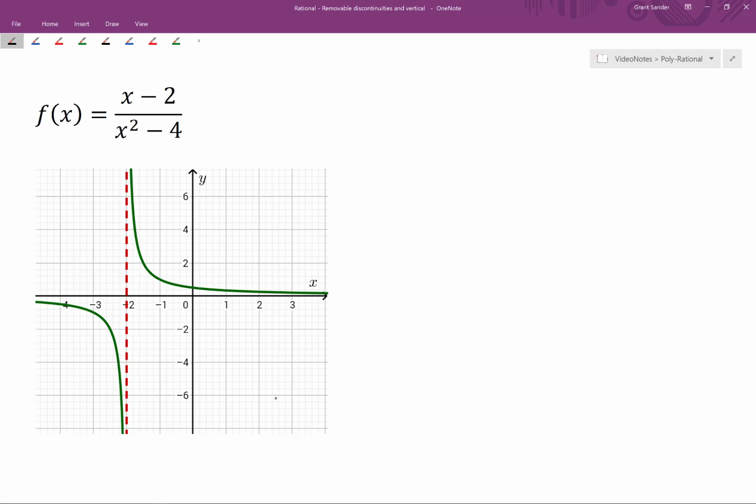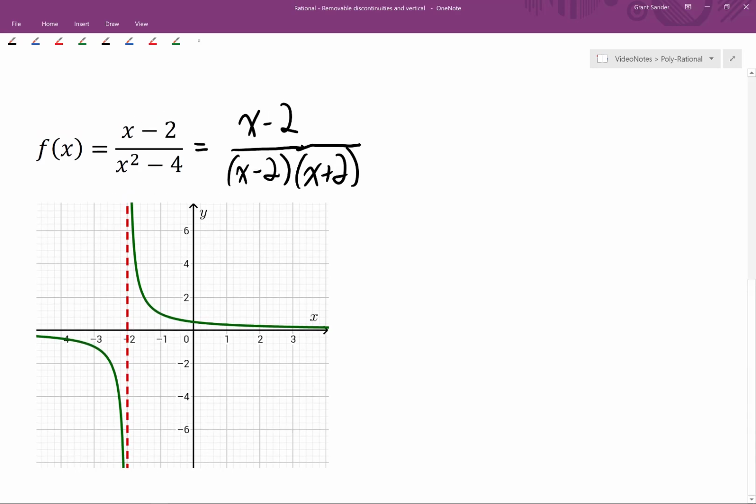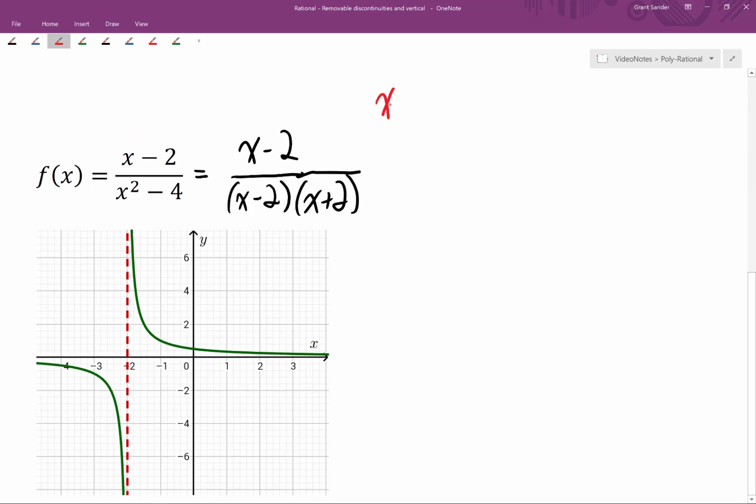Let's write f in factored form. So our numerator is already factored for us, but x squared minus 4 can be written as (x minus 2) times (x plus 2). So what we have is (x minus 2) divided by (x minus 2)(x plus 2). And if x is not equal to 2, then we can cancel out the x minus 2 and end up with 1 divided by (x plus 2).